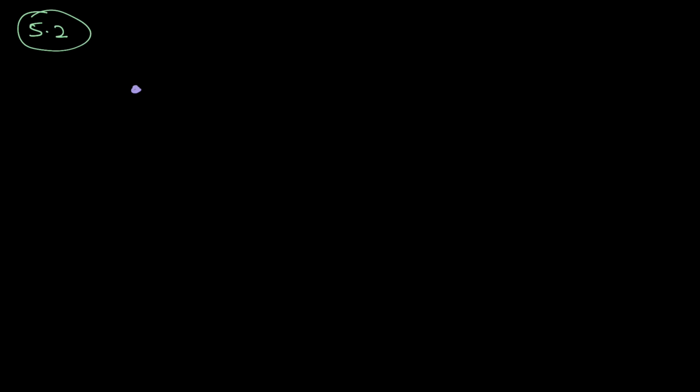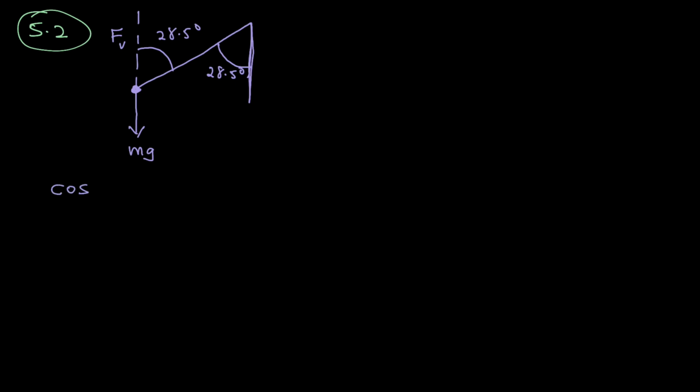You've got the acrobat here, that's the weight mg, and that is the tension, and that angle is 28.5 degrees, and that too will be 28.5 degrees. So we can find the vertical force here, and that tension should be equal to that vertical force. If I resolve this using cos of an angle theta, remember this one here is the tension, so that's T. So cos is adjacent over hypotenuse, and the adjacent is FV over the hypotenuse, tension.